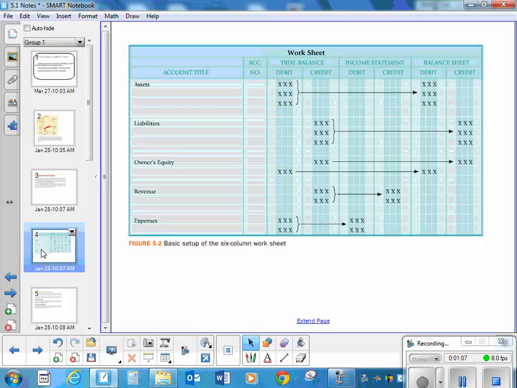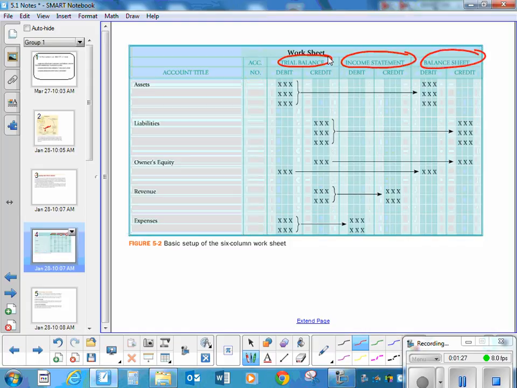Okay, so this is what a worksheet looks like. It's just in a simplified format here. It's called a 6-column because you have 2 columns for your trial balance here. You have 2 columns here for your income statement and 2 columns here for your balance sheet. Now, in the next section, we're going to actually put 2 new columns in here called adjustments. And that's going to be an 8-column worksheet.